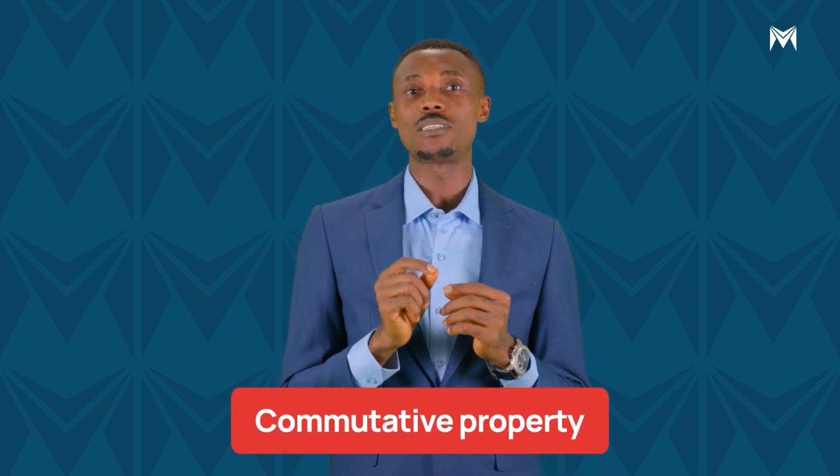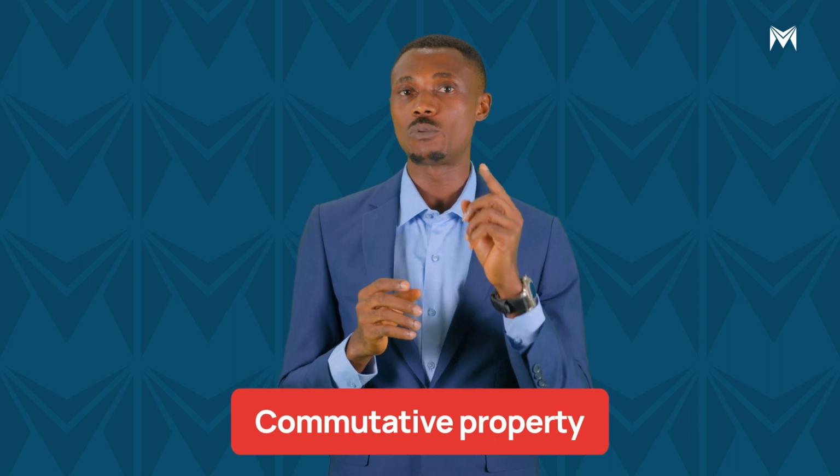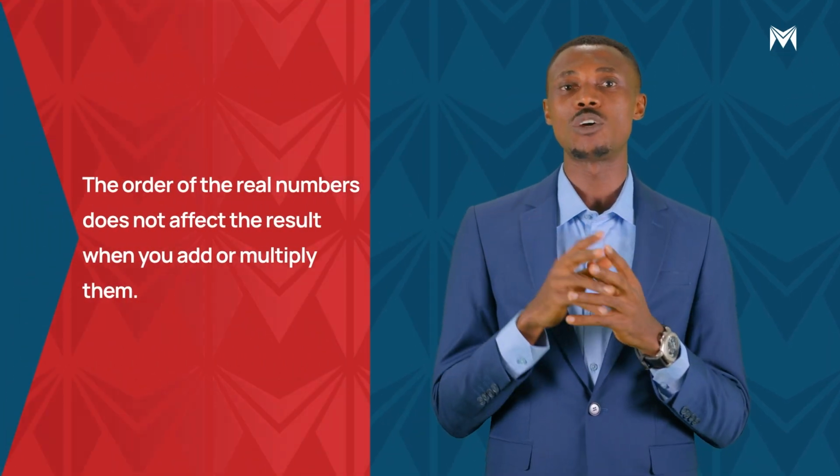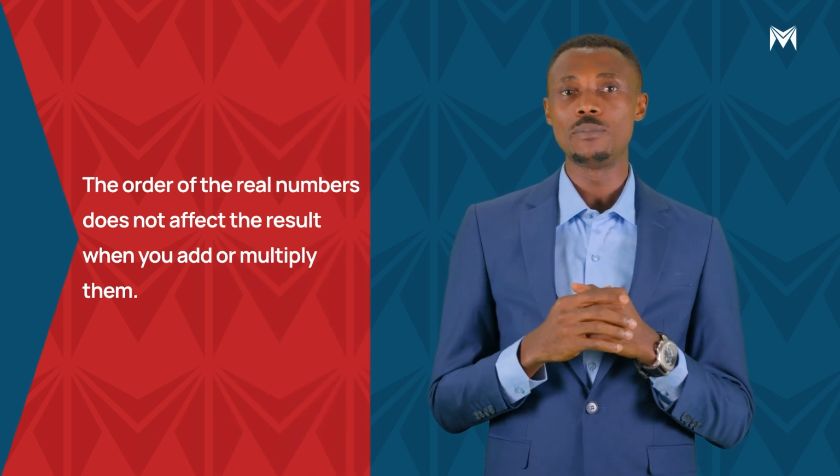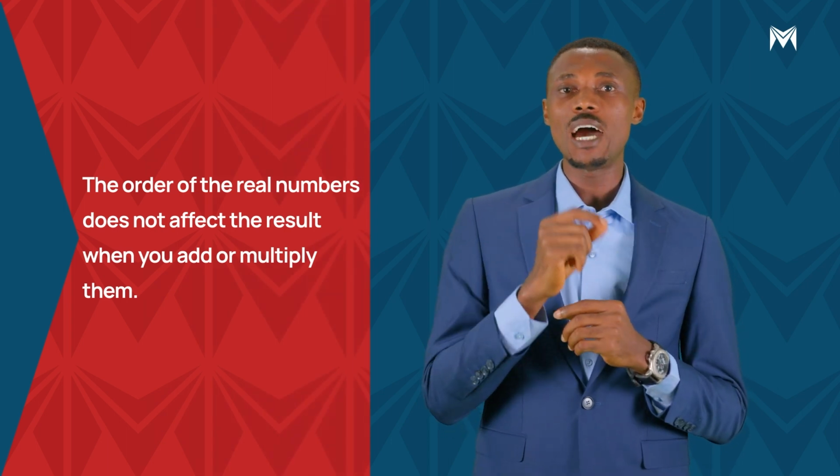The second property we will discuss is the commutative property of real numbers. This property states that the order of real numbers does not affect the result when you add or multiply them. In other words, when you add or multiply two or more real numbers, you can change the order of numbers and still get the same result.